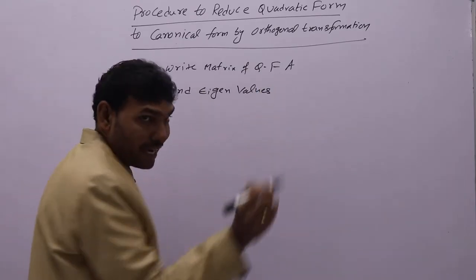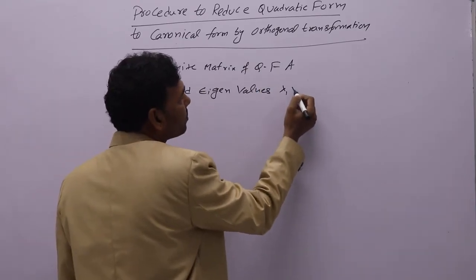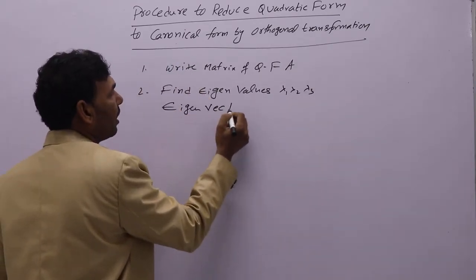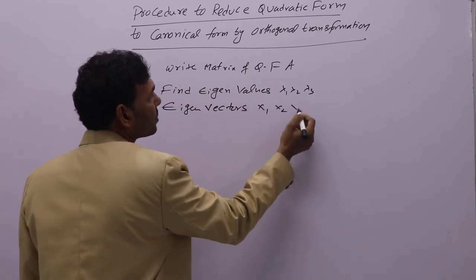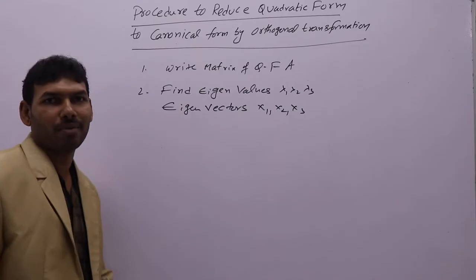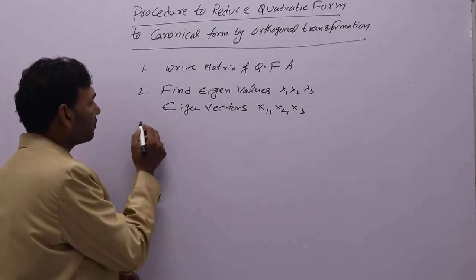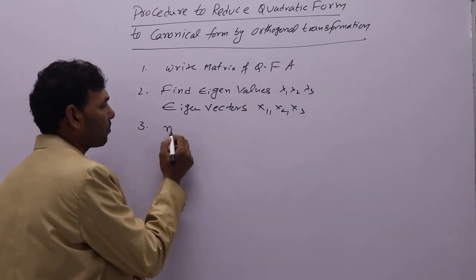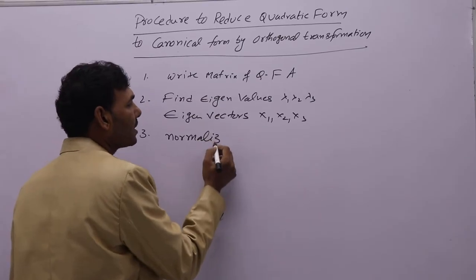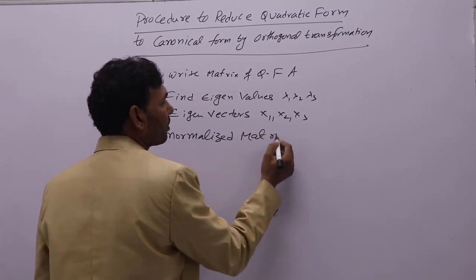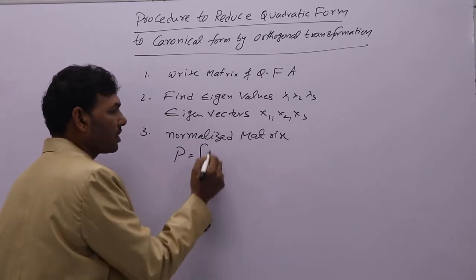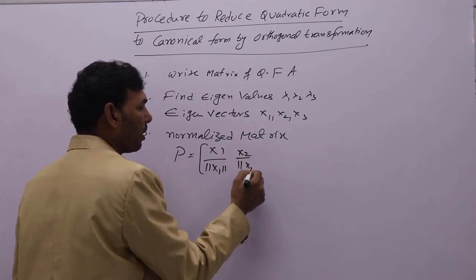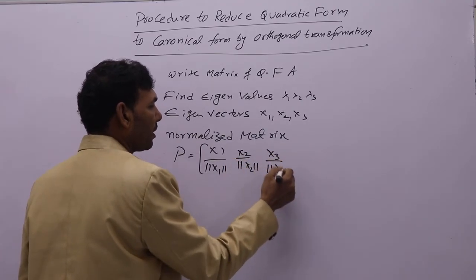After writing the matrix A, next find eigenvalues and eigenvectors. For example, A is a 3 by 3 matrix. Eigenvalues are lambda 1, lambda 2, lambda 3. Eigenvectors you will get like this: x1, x2, x3. Now write the normalized matrix P, which is like this: x1 by norm x1, x2 by norm x2, x3 by norm x3.